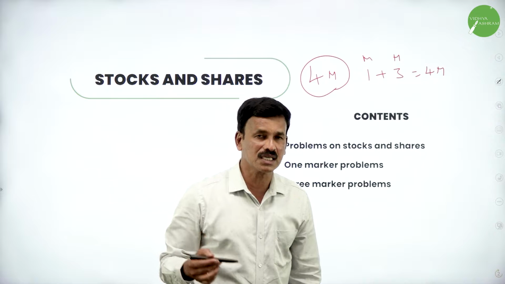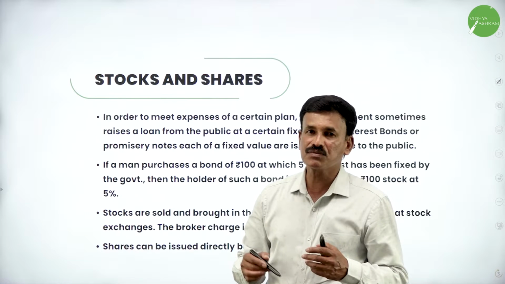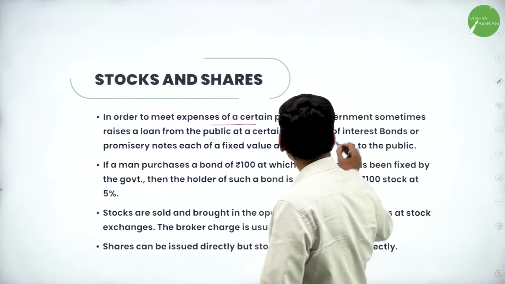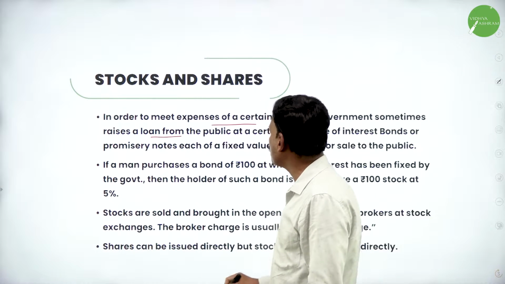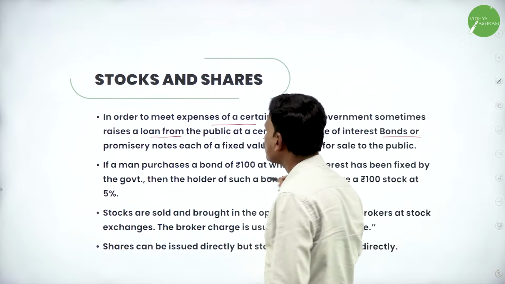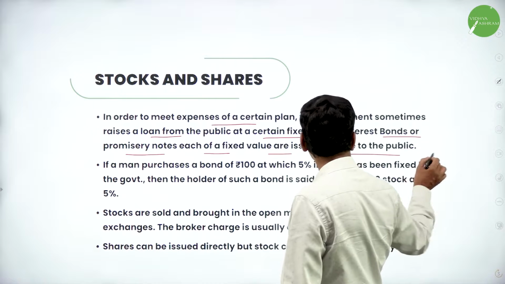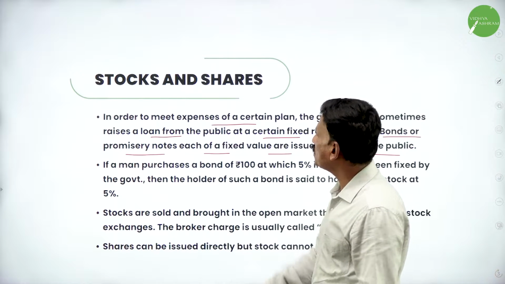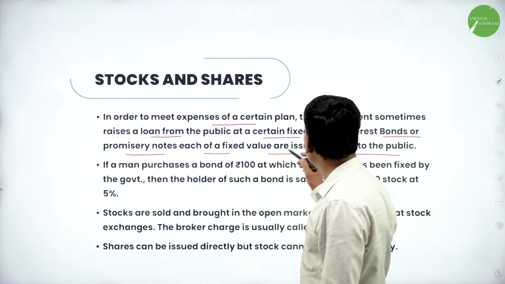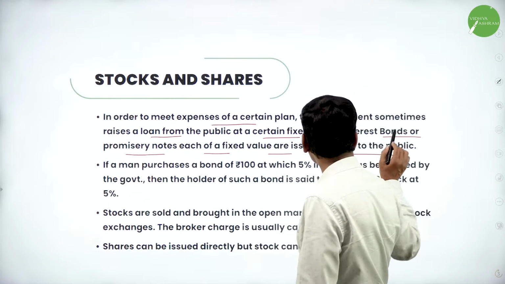Now before going to the exact definition, let us discuss a few important concepts and facts which we are going to study in this chapter. In order to meet the expense of a certain plan, the government sometimes raises a loan from the public at a certain fixed rate of interest, in the form of bonds or promissory notes, each of a fixed value, issued for sale to the public.